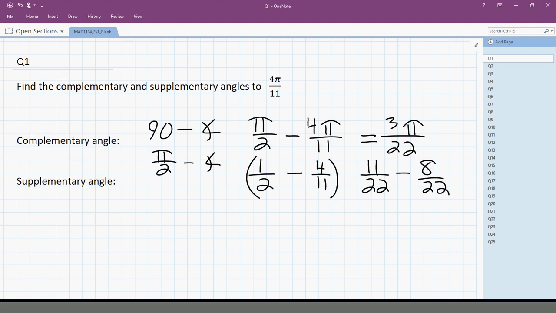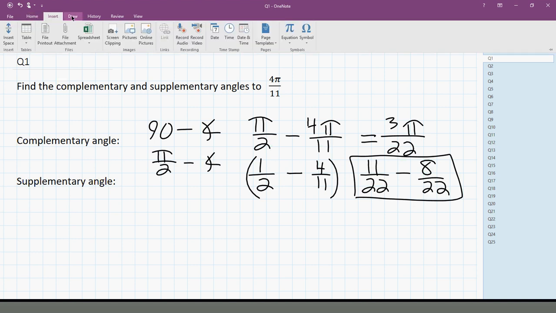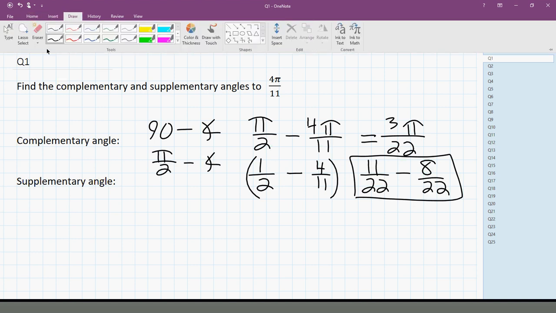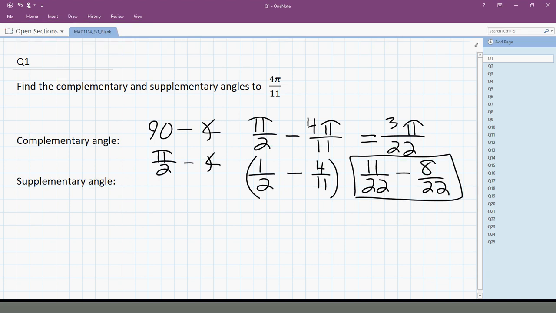But again, you don't have to show all this work of getting that common denominator or anything like that. Let that calculator, let the big dog eat. Okay? And you can do it in your head too, absolutely. And then supplementary. So what are we talking about with supplementary? 180, absolutely. So that would be pi.